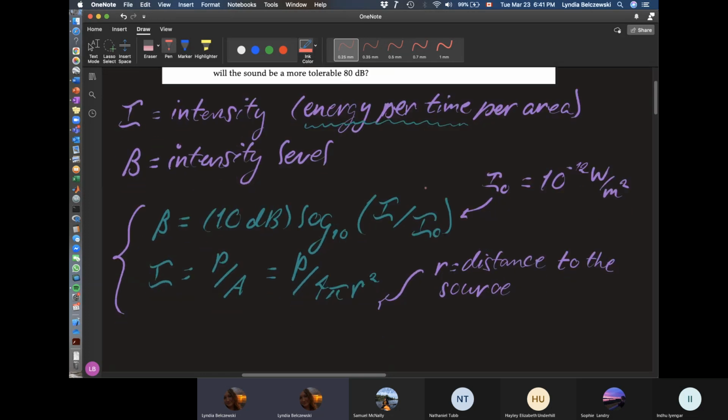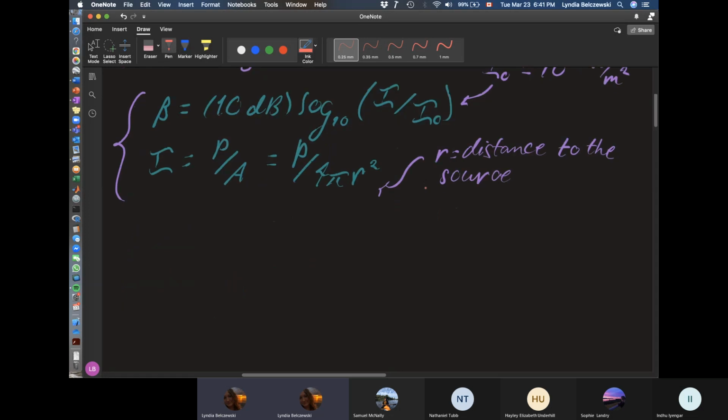So taking the two equations we have here, we have the distance. And so we're looking for the power. So I can start by writing I is equal to P over 4 pi r squared. We have r, that's the 5 meters. But we don't have the intensity itself. So what we can do is plug this into the equation for beta and solve for power that way.